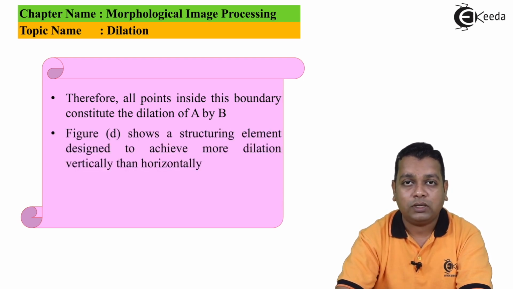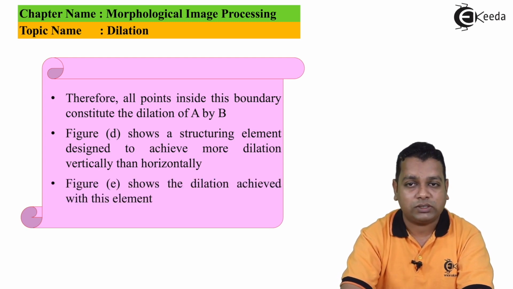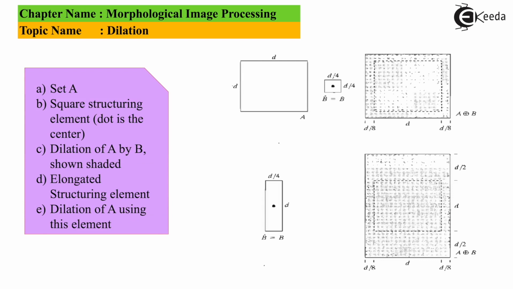Figure D in the next row shows the structuring element designed to achieve more dilation vertically than horizontally because of the elongated structure here. Figure E shows the dilation achieved with the elongated structuring element in part D. So this was the visualization of the information we have discussed: figures A, B, C, D and E.